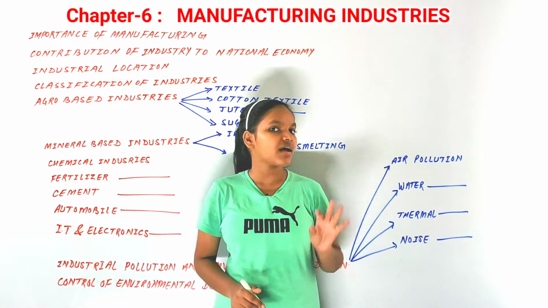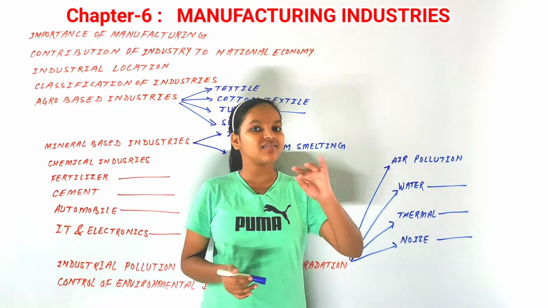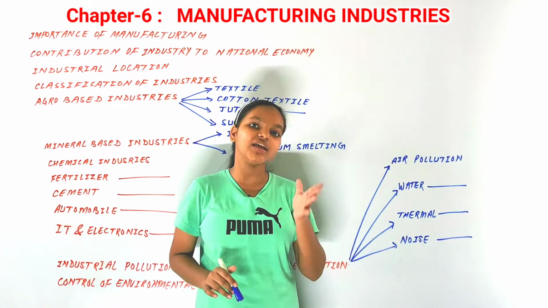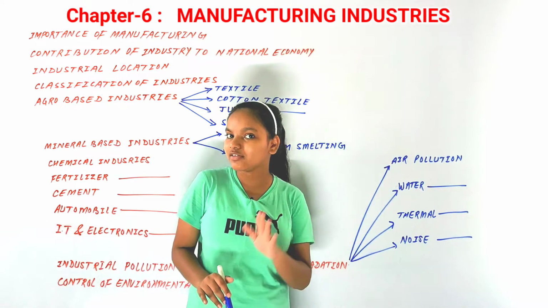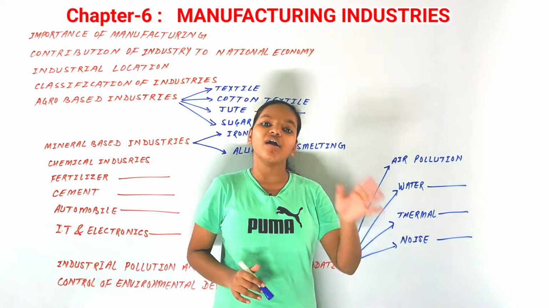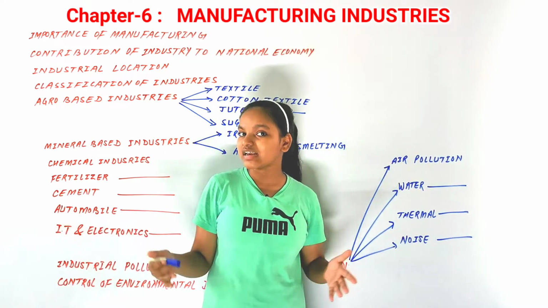So manufacturing is basically the production of goods in large quantities, as industries are established for manufacturing, and that is why the name of the chapter is also manufacturing industries, because industries are established for any manufacturing work. So that is what manufacturing industries are.